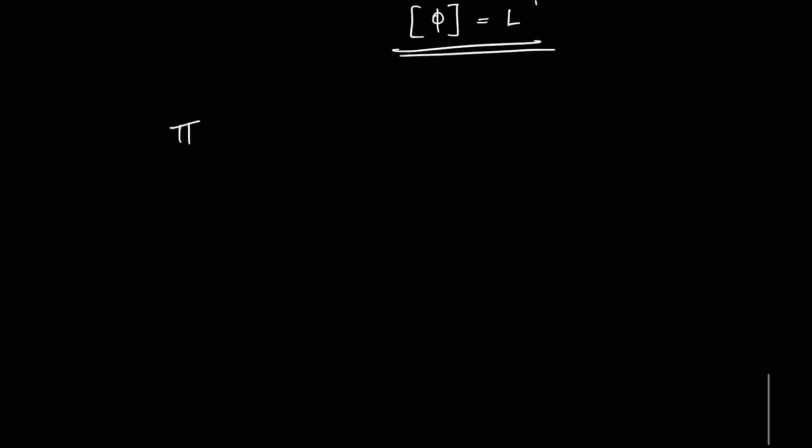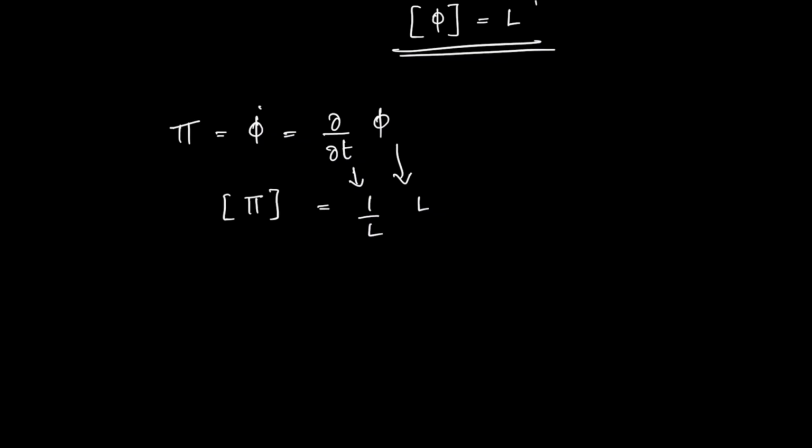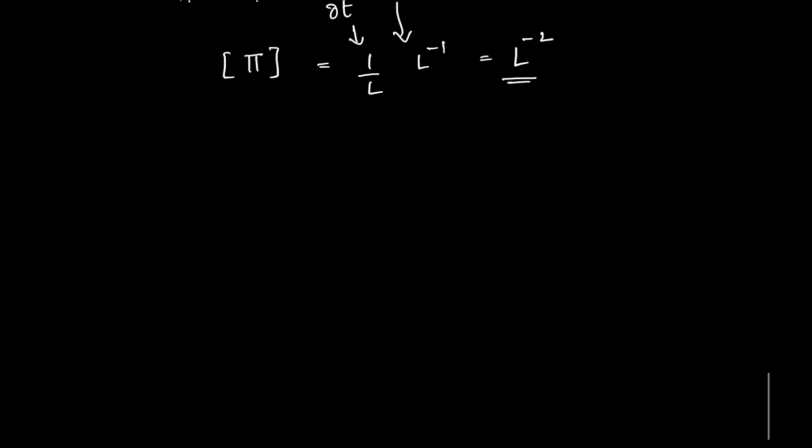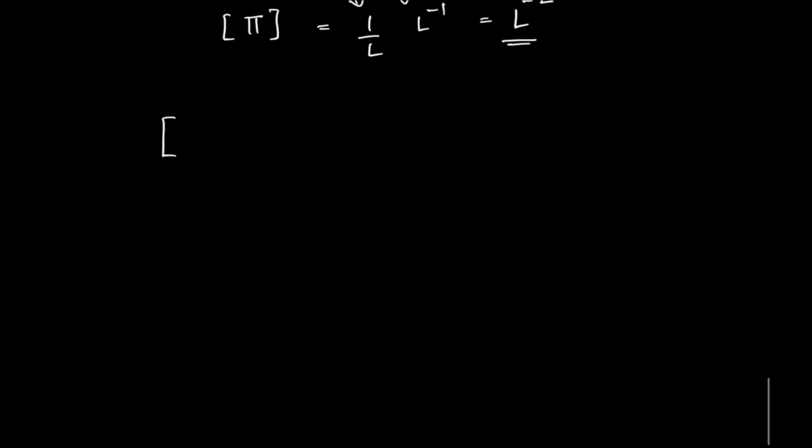The canonical momentum density, we have already seen that it is equal to phi dot, which means partial derivative with respect to time of phi. Now the dimension of momentum will be 1 by L multiplied by L inverse, which is 1 by L, which is L raised to minus 2. So what will be the dimension of the commutator?